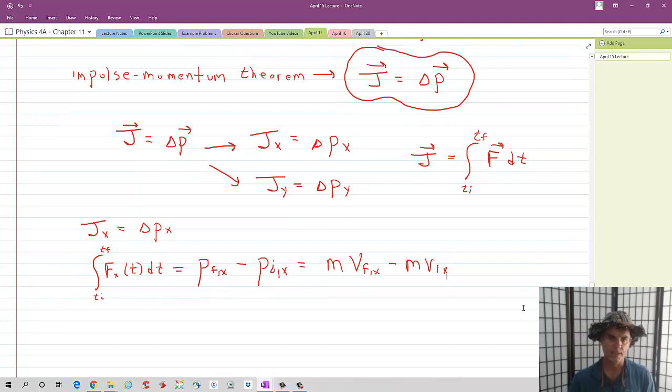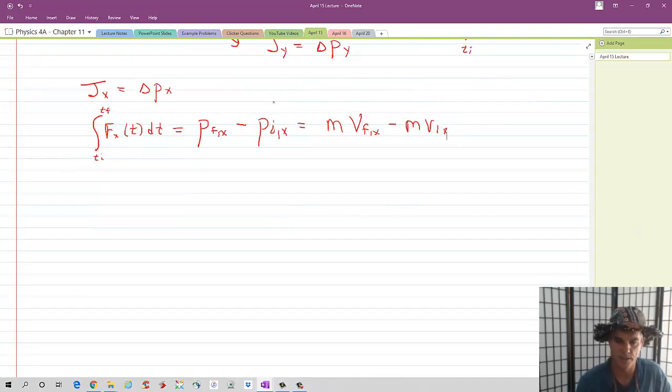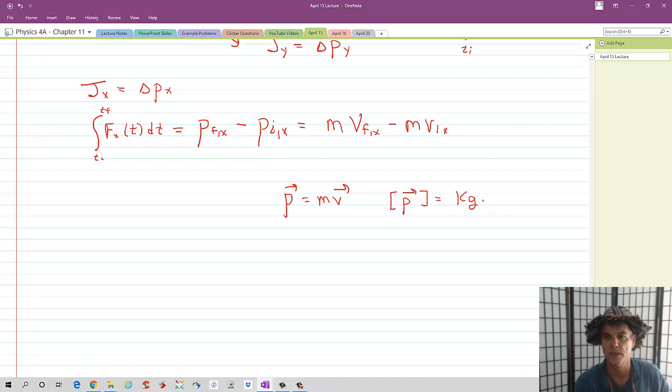And one thing I didn't tell you, what are the units of impulse? What are the units of momentum? Well, since momentum is just mass times velocity, the units of momentum have to be the units of mass, which is kilograms, times the units of velocity, meters per second. So the units of momentum are the kilogram meters per second.